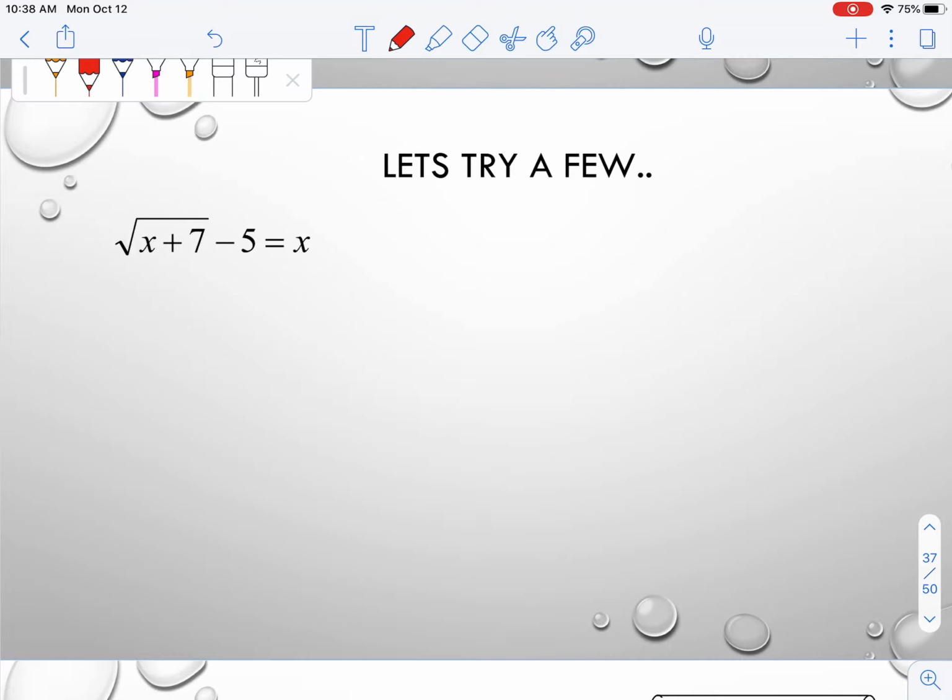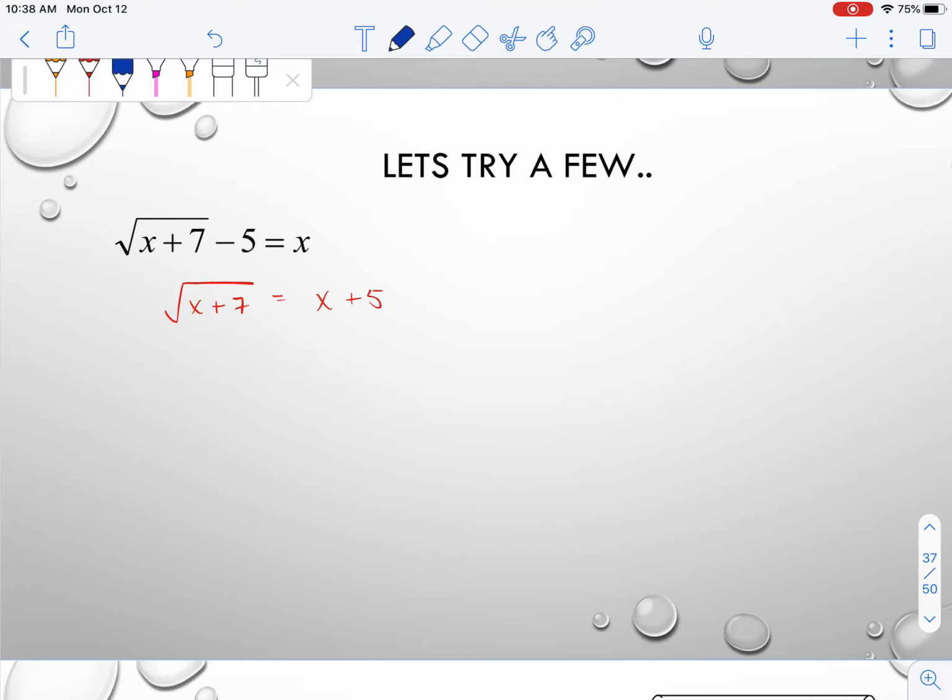All right, so I've got the square root of x plus 7 minus 5 equals x. I'm going to leave it as a square root for right now. So I have x plus 7 inside my square root equals, and if I add that 5 to isolate, I get x plus 5. Again, I'm trying to get this square root by itself so I can square both sides.